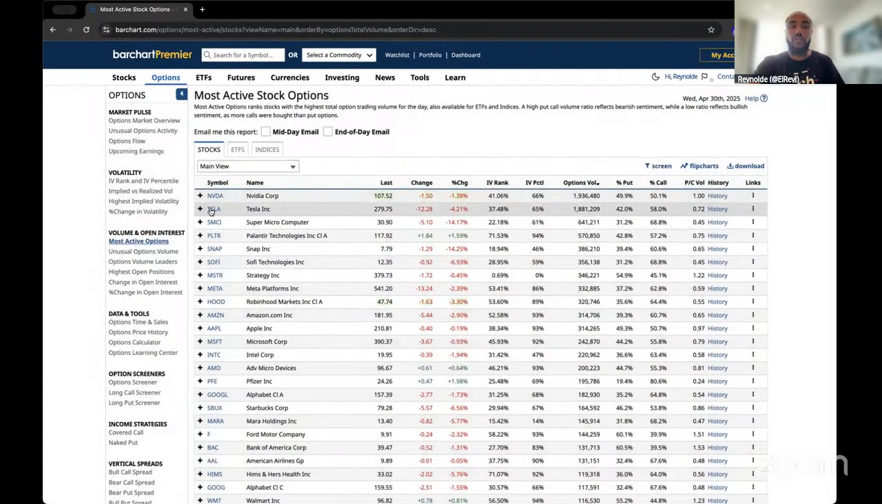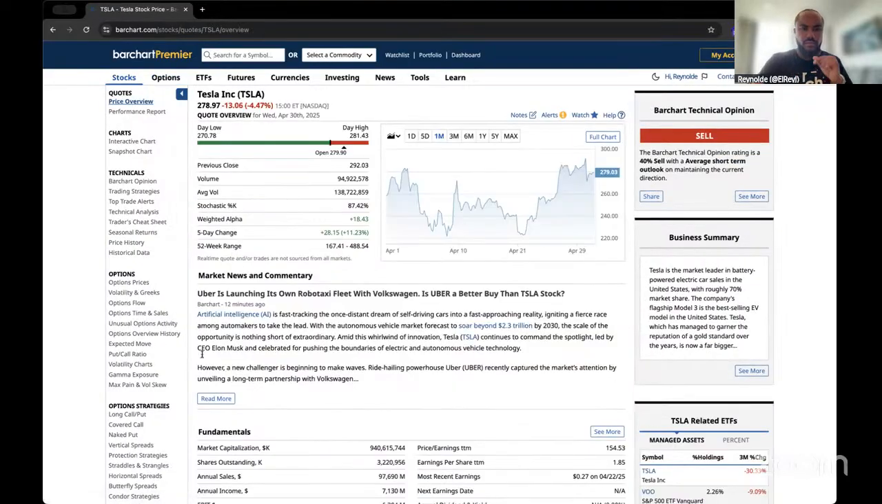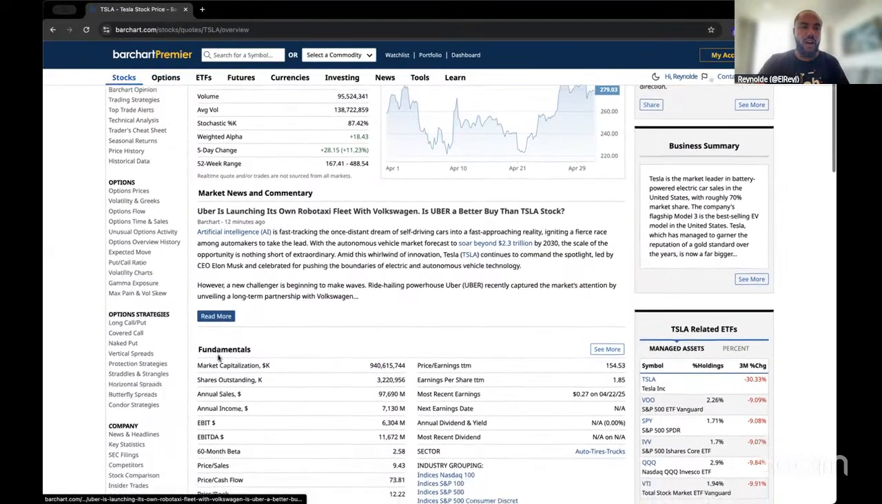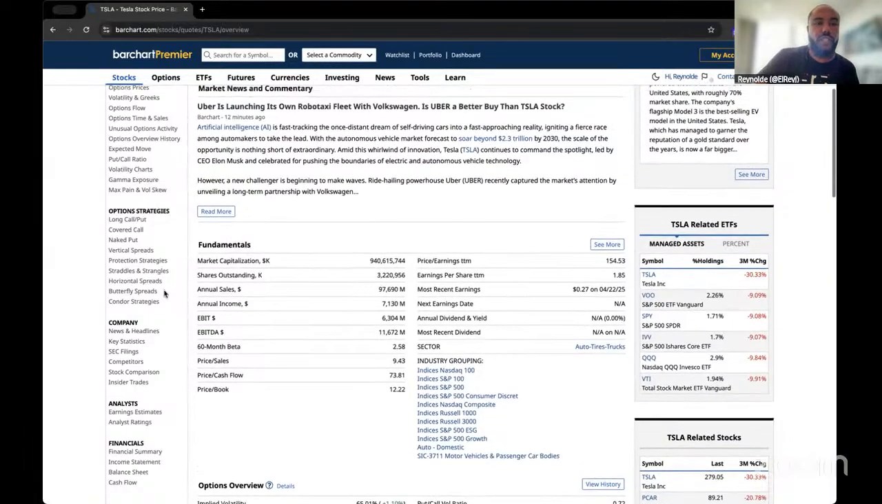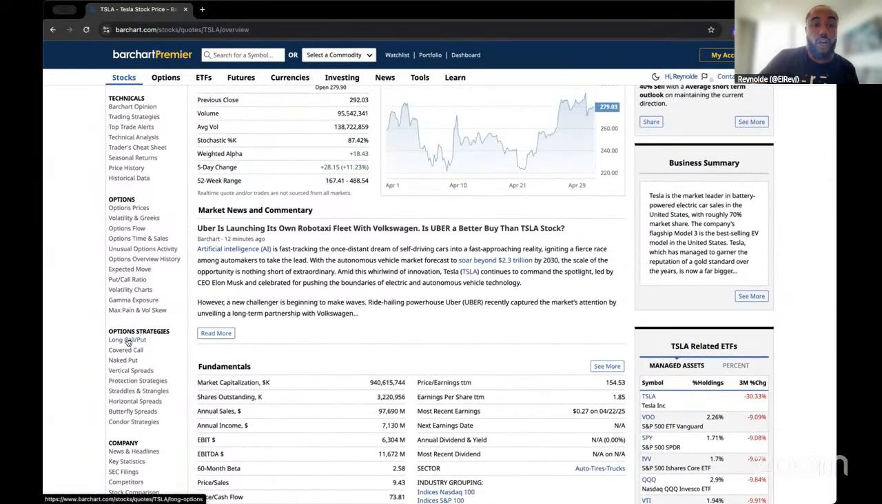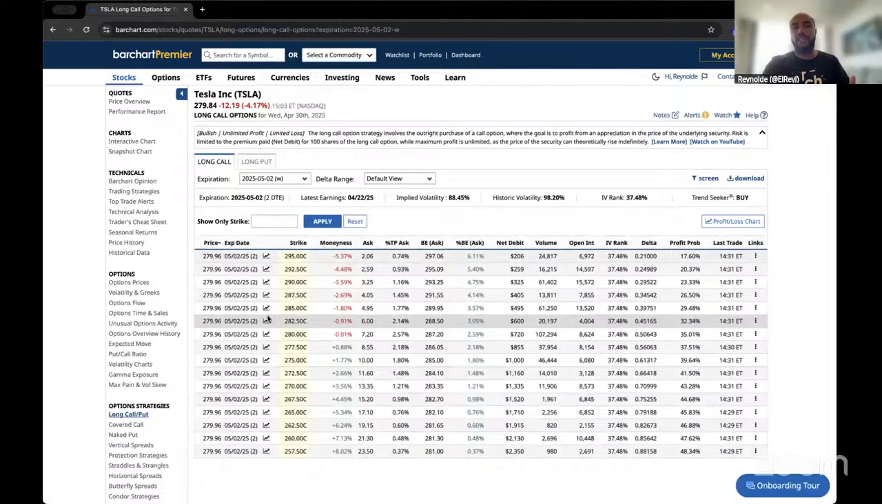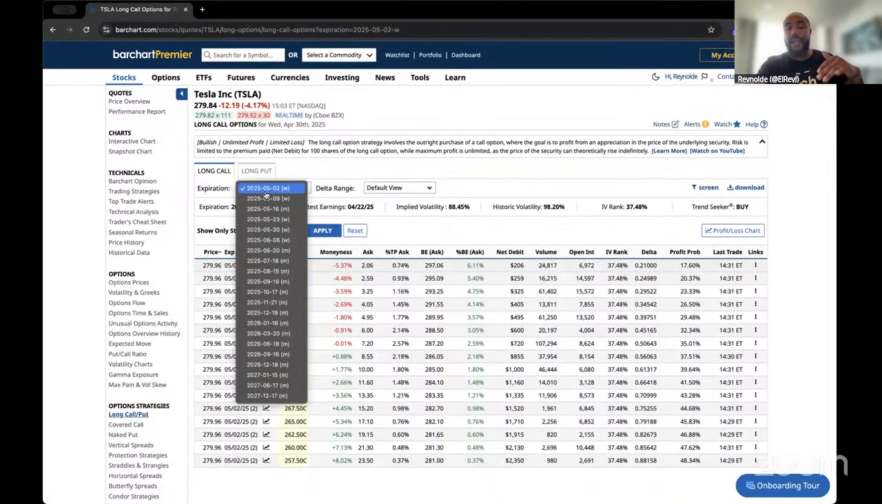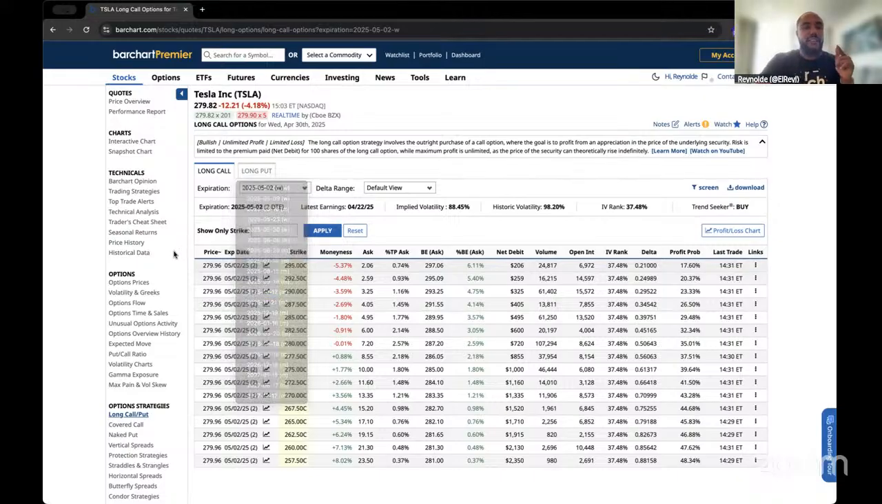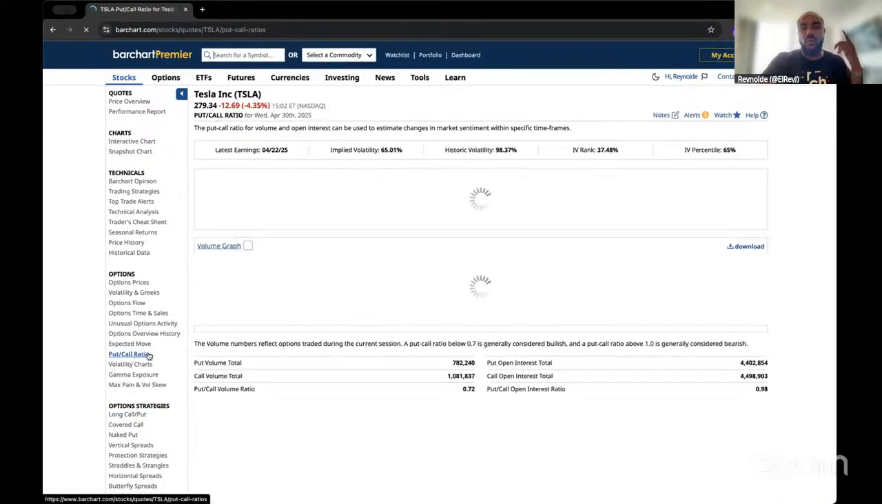So what we can do is we can click on Tesla, and we can do a couple things here. So if I'm looking for a particular trade on long calls or puts, I can come here and find it here. But how do you know what expiration to pick? Now, this is a lot of questions that I get, is what expiration to pick.